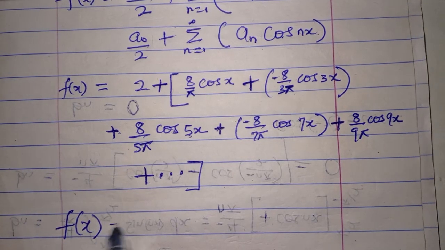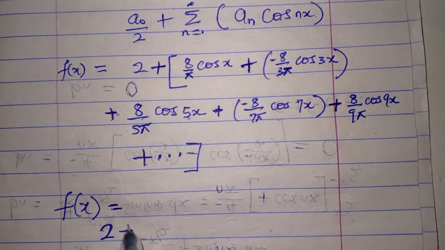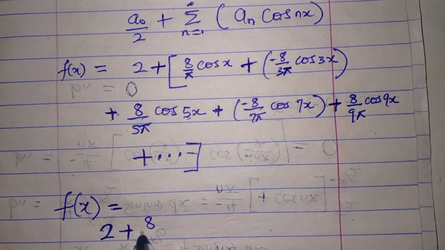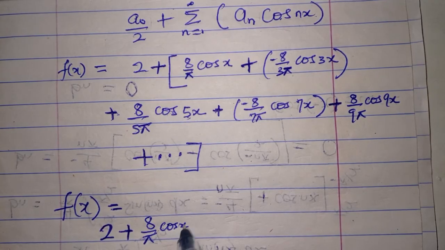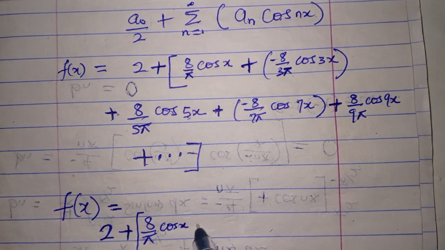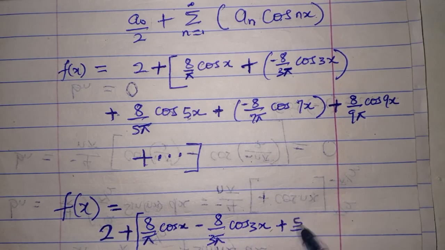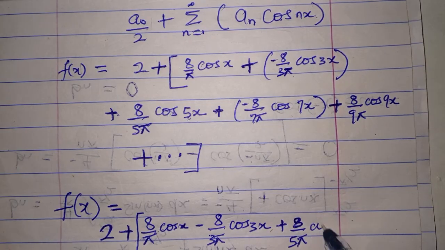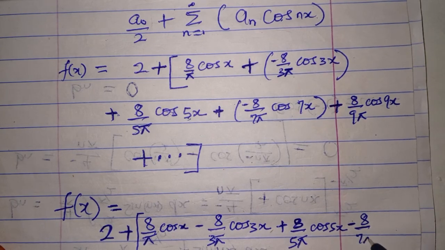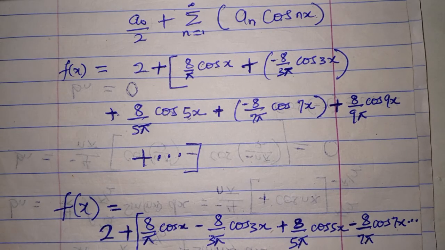f of x is now equal to 2 plus 8 over pi cos x, minus 8 over 3 pi cos 3x, plus 8 over 5 pi cos 5x, minus 8 over 7 pi cos 7x, and so on and so forth. I want to neglect the other ones because of space.